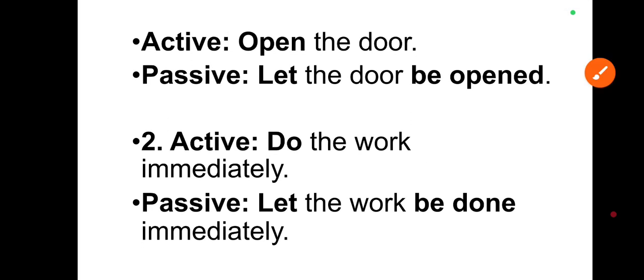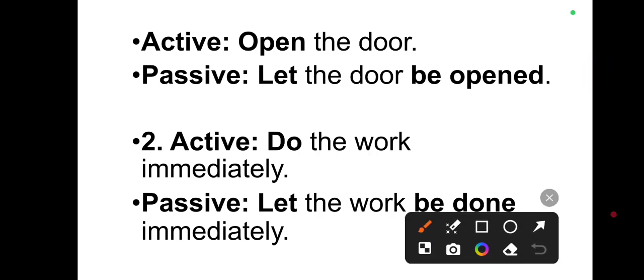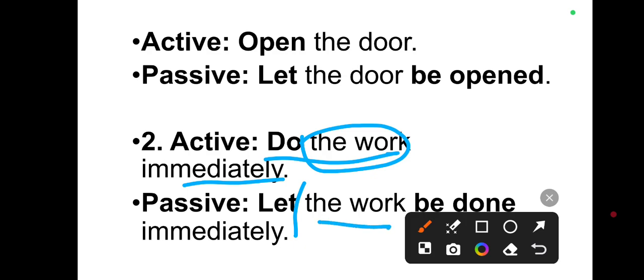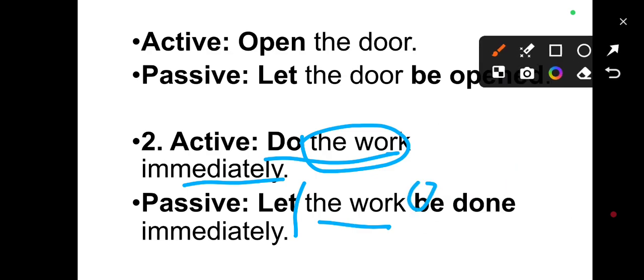Second example: do the work immediately. This is a suggestion. Right? So let, do the work immediately. The sentence would start with let, then the work. Let the work, right, be. This is a helping verb we have to drag and insert, and do becomes done. Immediately is an extra part which will be adjusted as it is.